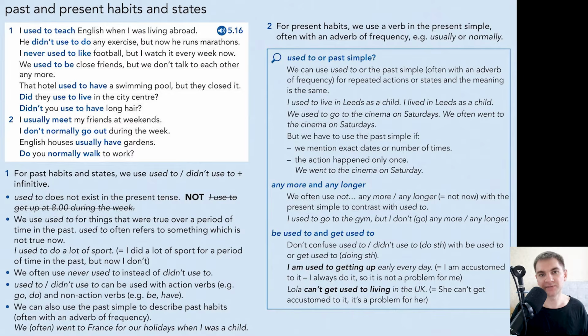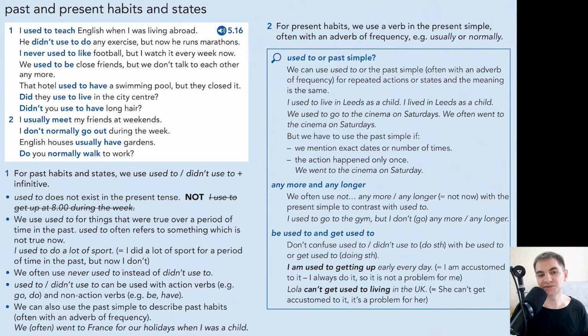Okay, let me read these rules out loud. Past and present habits and states. 1. For past habits and states, we use used to, didn't used to plus infinitive. Used to doesn't exist in the present tense. So you can't say, I used to get up at 8 during the week. No, we say usually instead of that.